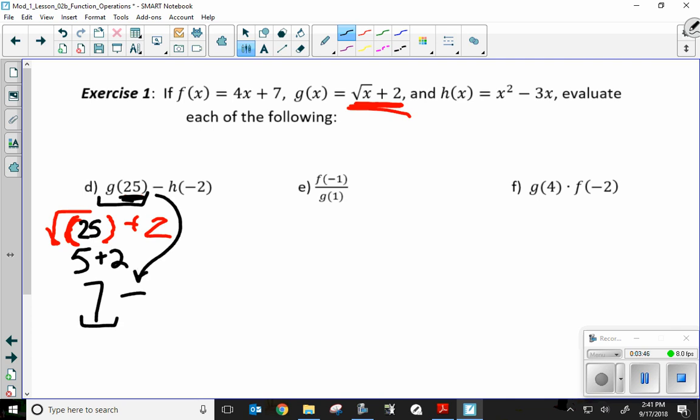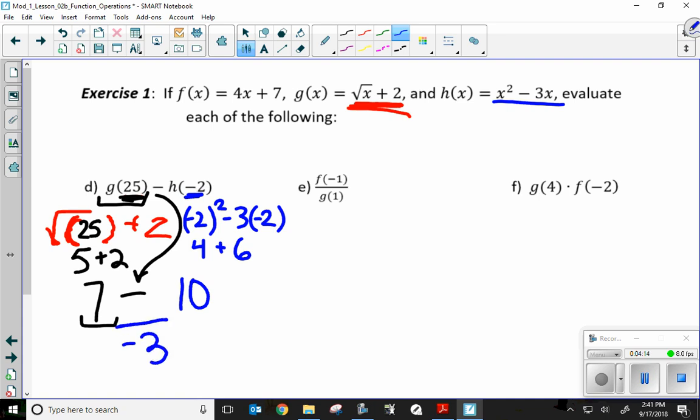Minus h of negative 2. Let's not forget h is x squared minus 3x. So it's x squared minus 3 times x. Again, I'm throwing a negative 2 in there. Negative 2 squared is 4 plus 6. A negative 3 times a negative 2, let's not forget. Negative times negative is positive. That's 10. 7 minus 10, that's negative 3. Boom. There you go.